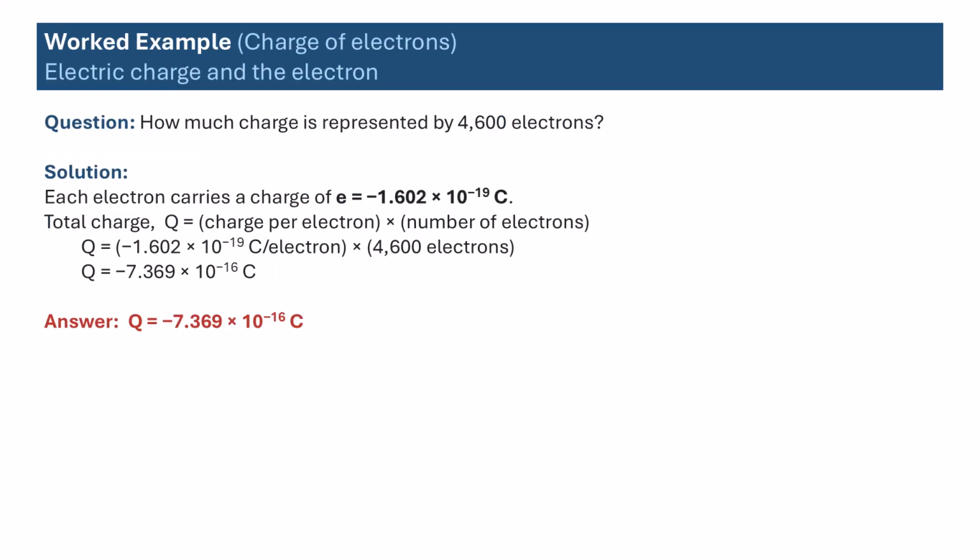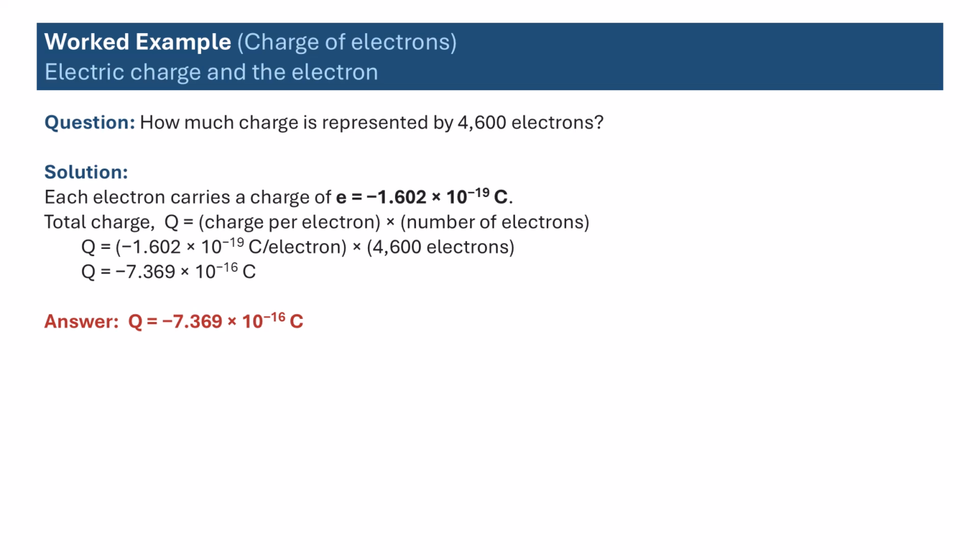This slide presents a worked example on the determination of the total electric charge represented by a given number of electrons. The problem states: how much charge is represented by 4,600 electrons? To solve this problem, we make use of a fundamental physical constant, the charge of a single electron. The electron carries a charge of negative 1.602 times 10 to the power of minus 19 coulombs. The negative sign signifies that the electron is a negatively charged particle.